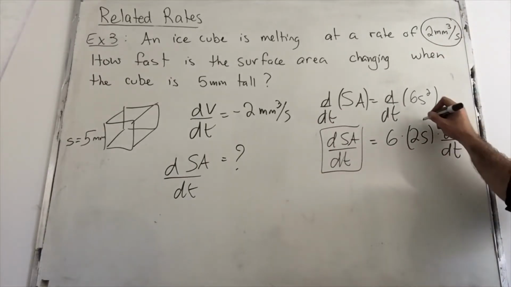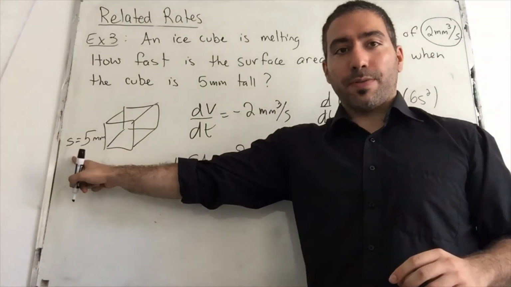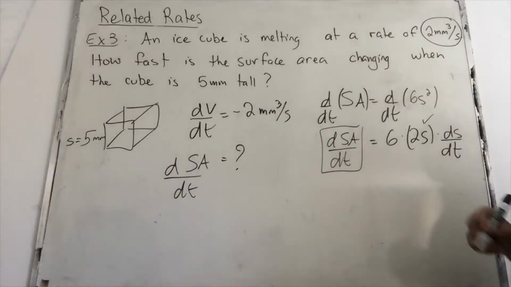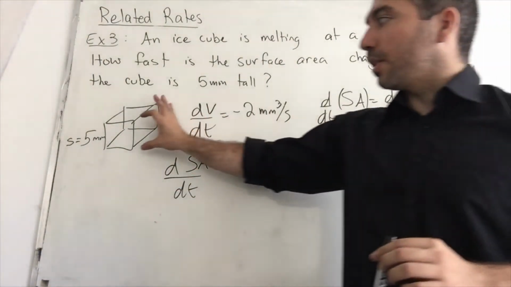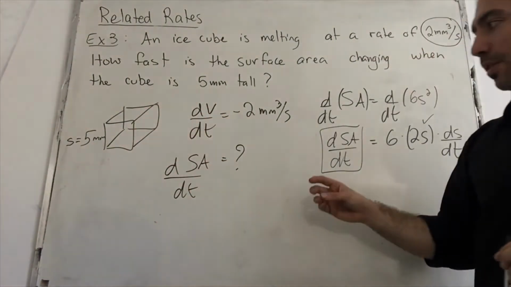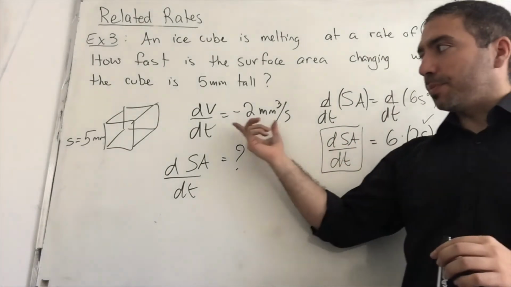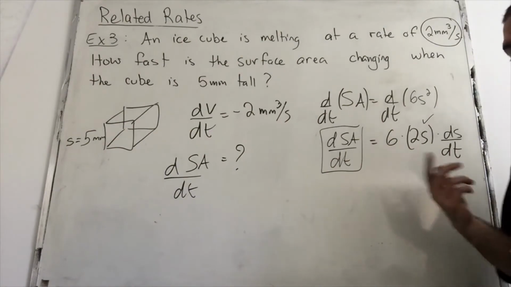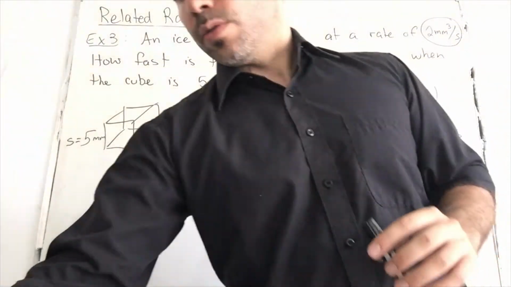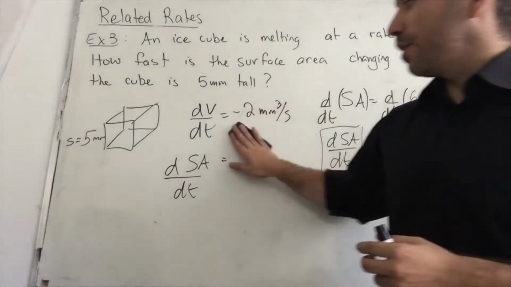To answer the question, we need s, which we have. S we know is 5, so we could plug that in. And ds/dt is what we need. We do not have any information on the change of the side length of the cube. We know that the volume is changing, but we don't know anything about the side length of the cube. So at this stage here, we're stuck. So when this happens, you have to use another formula.